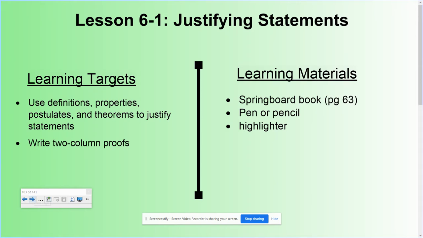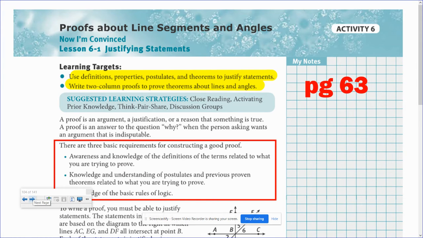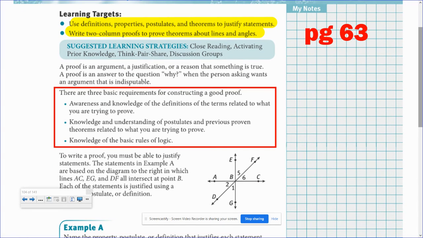So let's get started. We're getting into proofs in activity 6, which is really important in geometry. A lot of times people think geometry, they think proofs. A proof is an argument, a justification, or a reason that something is true. A proof is an answer to the question why. It's when the person asking wants an argument that is indisputable. There are 3 basic requirements for constructing a good proof.